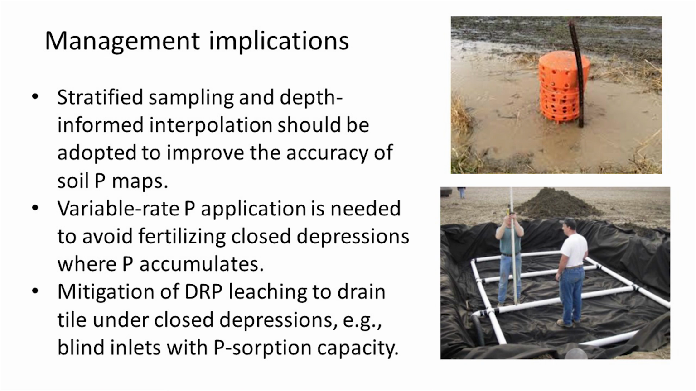So in a lot of closed depressions, these surface inlets are used, shown in the picture there at the top, to very rapidly remove surface water. And these are a serious threat to water quality because they really are connecting that water, which is probably laden with phosphorus, directly to the drain tile, which is transporting it out of the system.